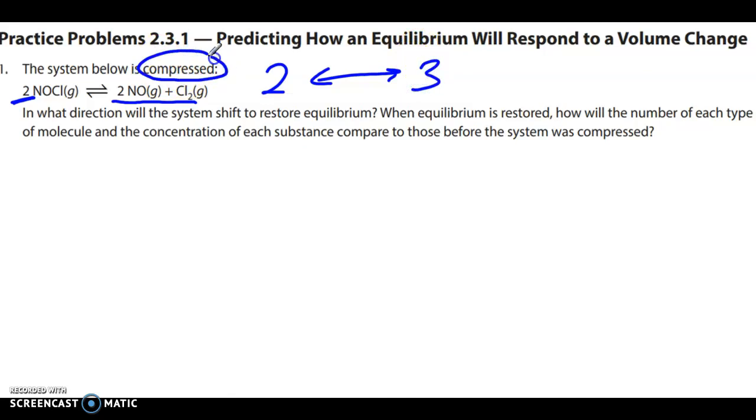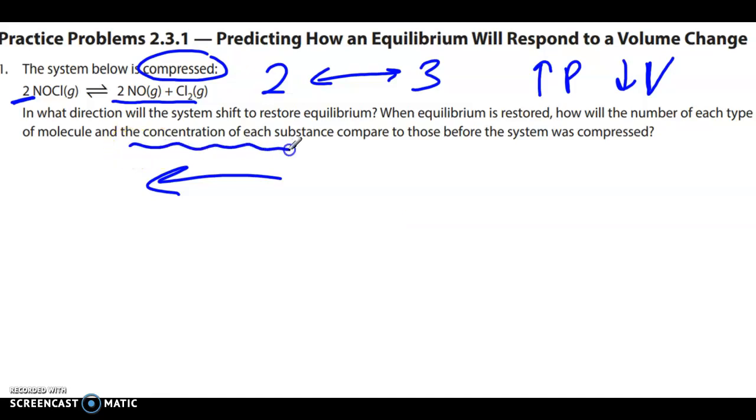So if we are compressing, that means that we are increasing the pressure, decreasing the volume, right? We're making it more condensed. So in this particular case, the side of the reaction that's going to take up less space is the reactant side. So in this case, it's going to shift to the left, right? I think that's pretty much all you have to say. So what's going to happen here? Why is it doing this? Right? It's because the reactant side is going to be able to create less pressure with a lower number of moles of gas.